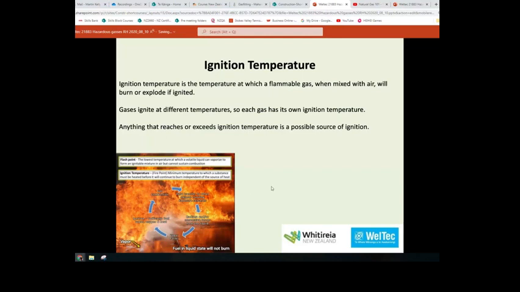Ballpark in the range of about 600 degrees centigrade. But if the air gas mixture is at the flammability range, where it will ignite and explode, and it comes in contact with a hot surface, it can just spontaneously combust in an explosion. So we need to keep hot surfaces away from areas where there's a potential gas leak.